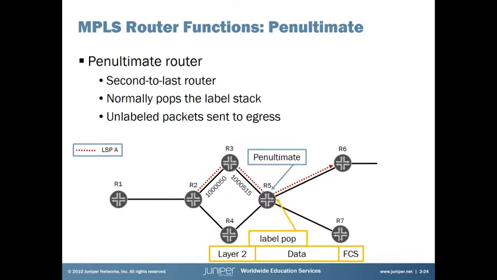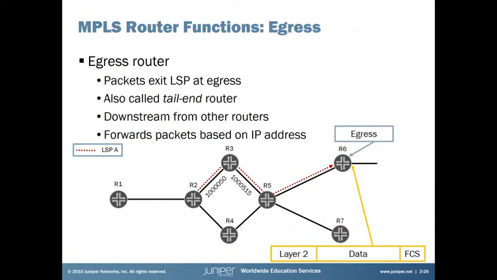The penultimate router is the second last router that will do a pop operation, so the label comes off. And of course, it does a lookup before it pops the label, so it knows where to forward the packet to, and it will then arrive at the egress router without a label, and then be forwarded based on its IP address after that.